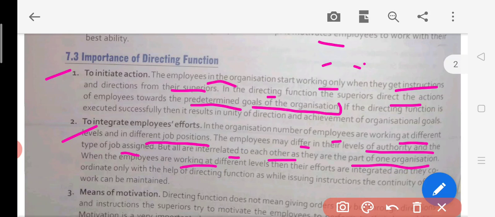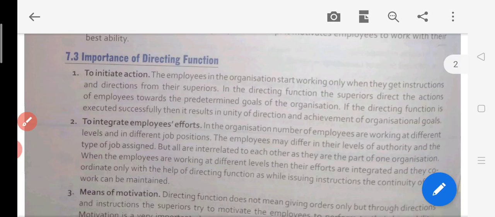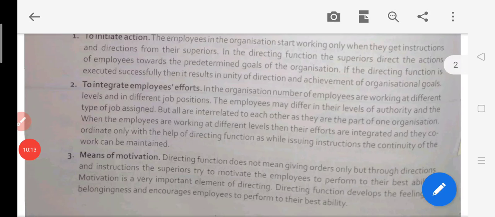When employees are working at different levels, here every employee will be putting in his efforts, and he will be simply working in one direction, and all the efforts will be integrated with the help of direction. You will be continuously giving directions to the employees.